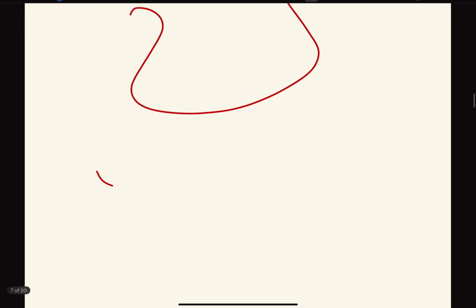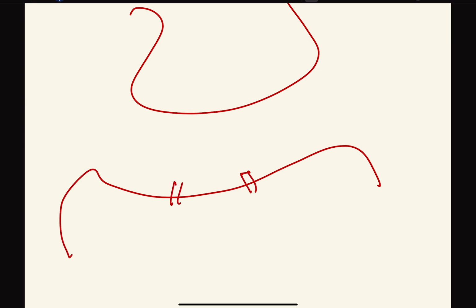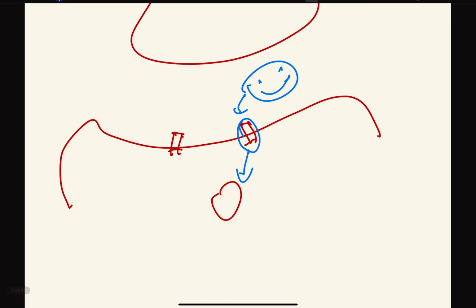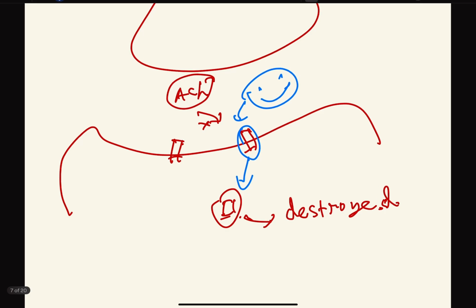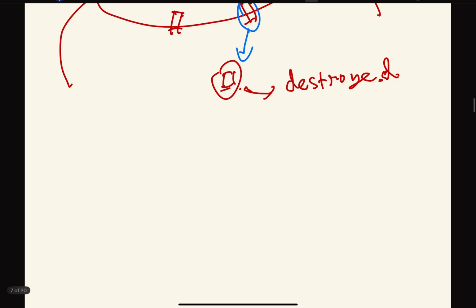Let's see that. Let's change the color. So if this is a neuromuscular junction and these are the nicotinic receptors, autoantibodies are produced against these nicotinic receptors and they destroy or internalize them. The nicotinic receptors go into the cell and get destroyed, and that's why acetylcholine can't act on this receptor, and it causes muscle weakness and muscle paralysis. In this condition, we use a drug called neostigmine.